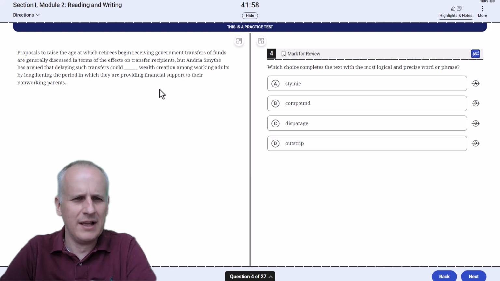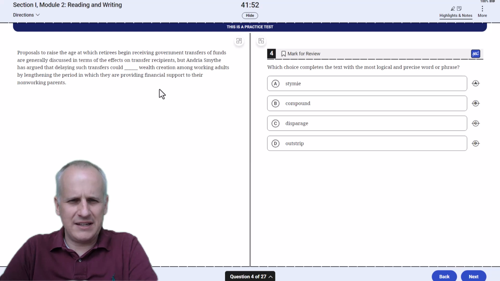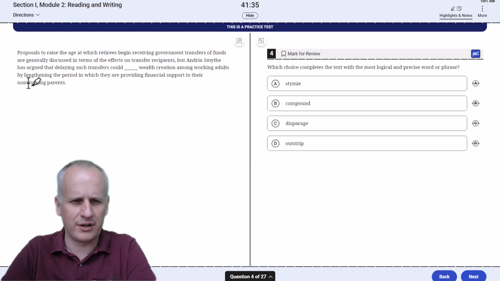We've got the highlight tool, and we read from the beginning. "Proposals to raise the age at which retirees begin receiving government transfers of funds are generally discussed in terms of the effects on transfer recipients, but Andrea Smith has argued that delaying such transfers could blank wealth creation among working adults by lengthening the period in which they are providing financial support to their non-working parents." So I'd probably just highlight lengthening, and I know that whatever our correct answer is has to match lengthening.